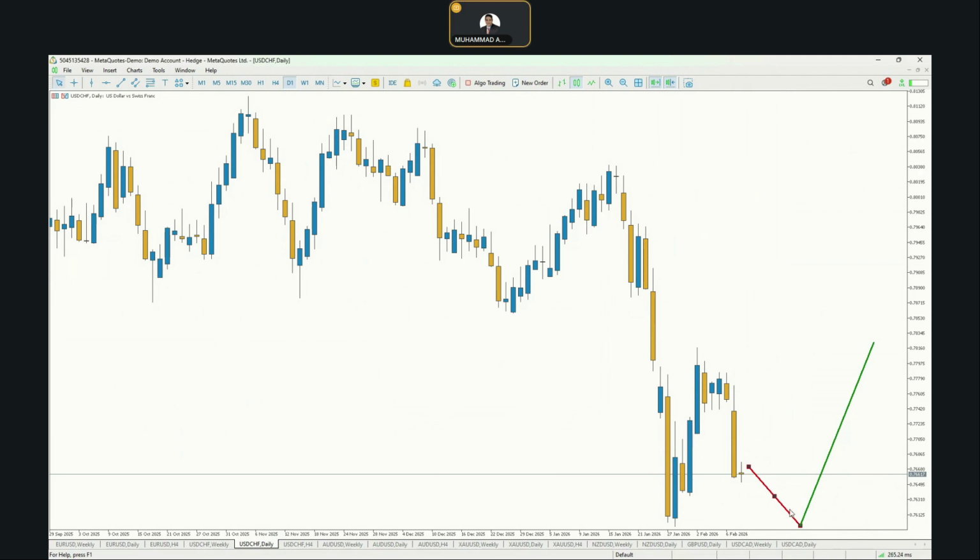So USDCHF, the price action looks quite bearish. So expect a drop in the market first, and then USDCHF is probably going to rise up again.